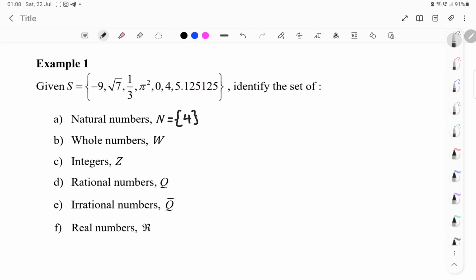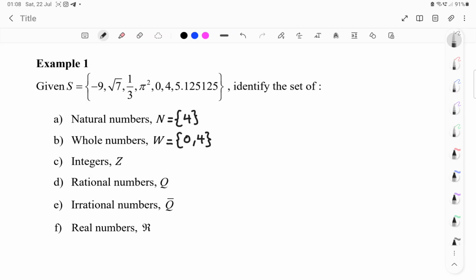Next, the question is asking for whole number. Whole numbers are natural numbers including 0. As you can see, the O inside "whole" is shaped like a 0. So let's see whether we have 0 in our list. Yes, we have 0 and 4 over here. So let's put them in our list: 0 and 4.